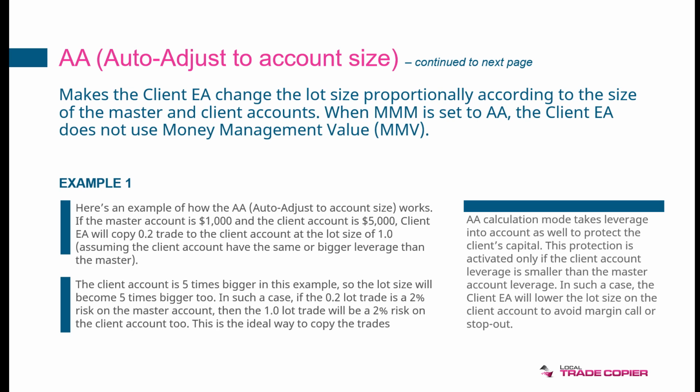Just keep in mind that AA calculation mode takes the leverage into account as well to protect the client's capital. So this protection is activated only if the client account leverage is smaller than the master account leverage. In such a case, the client EA will lower the lot size on the client account to avoid margin calls or stop outs. Now let's see how that works.